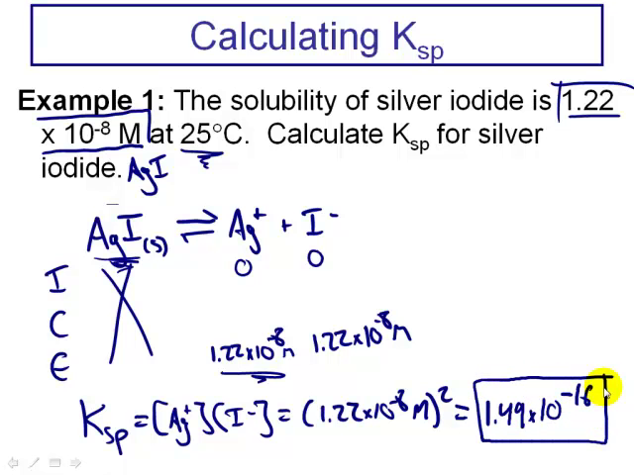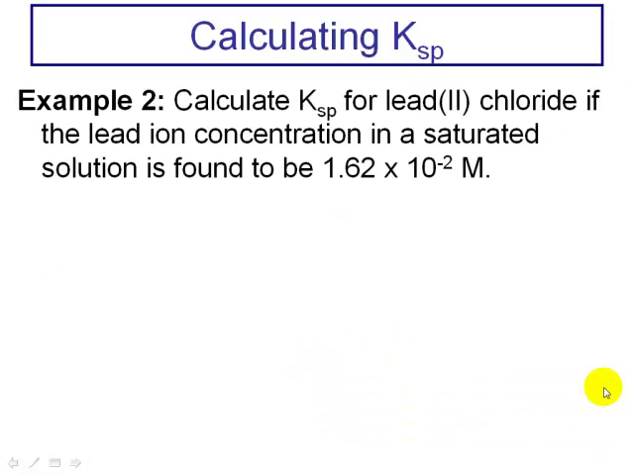And there you go. Okay? Let's do another one. Example 2. This one says we're going to calculate KSP for lead 2 chloride. The formula, by the way, for lead 2 chloride is PbCl2.